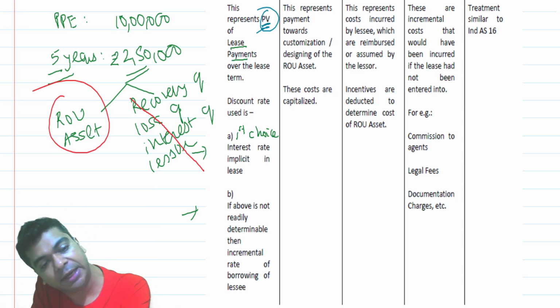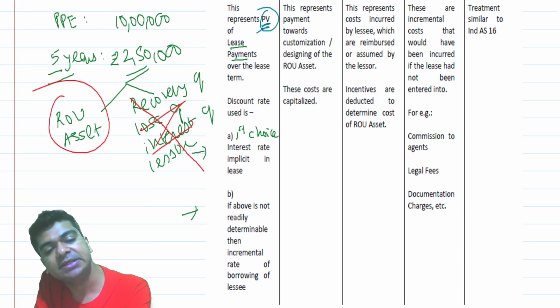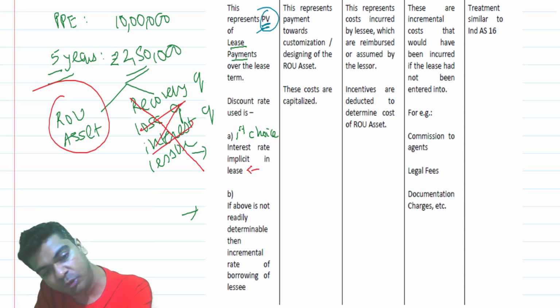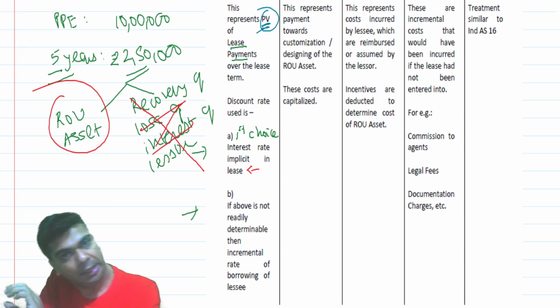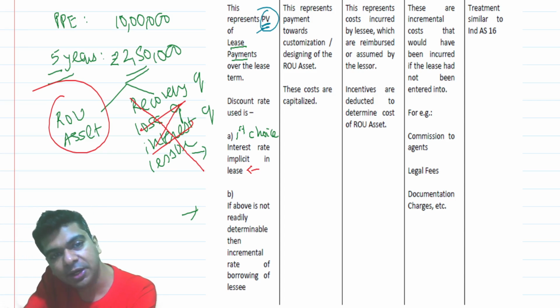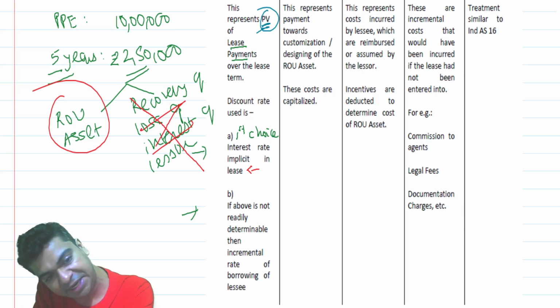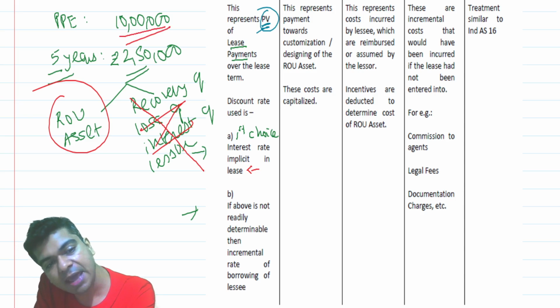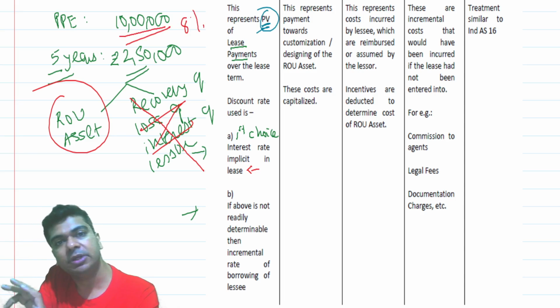Since you are planning to eliminate the loss of interest, that is the reason they are saying that the first choice of discount rate is interest rate implicit in the lease. The lessor knows that this is the rate at which I am charging interest. The lessor knows that see, because I've invested 10 lakhs in this asset, I am losing interest at 8%. So 8% will be used as the discount rate.